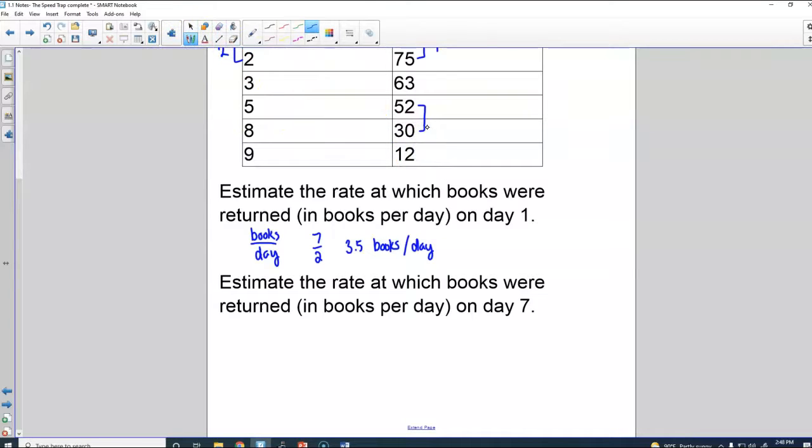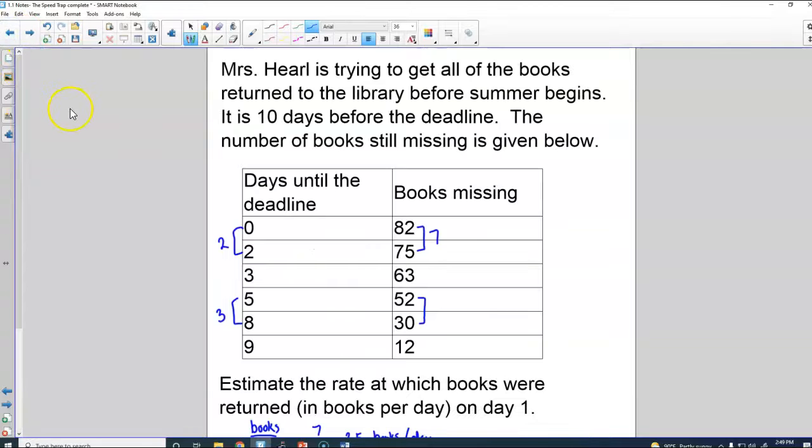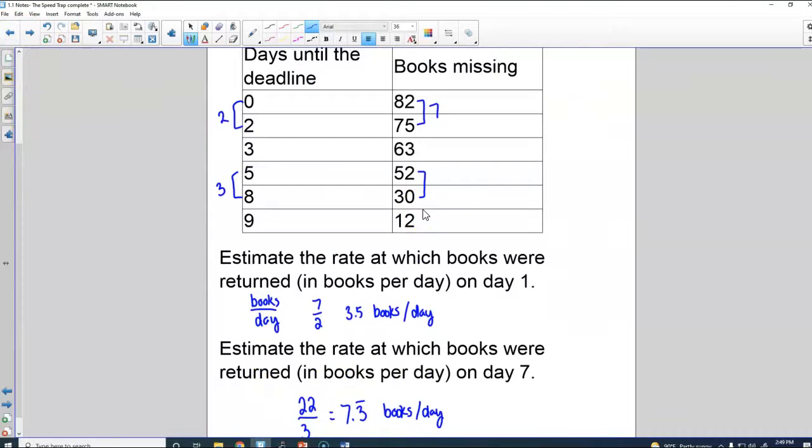Back up. So how many books were turned in? 22 over, what do we have here? 3 days. So that would give us 7.3 repeating books per day. So books are being turned in at a higher rate over that time period than they are at the beginning. So that sort of gives you an idea of looking at those things.